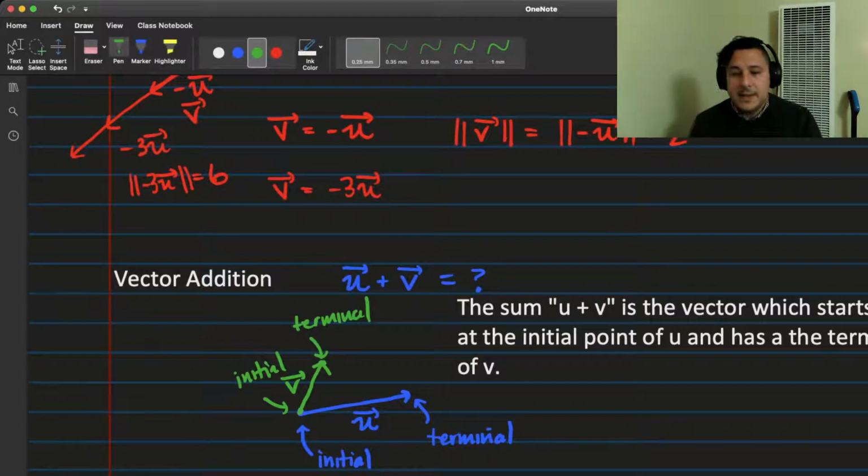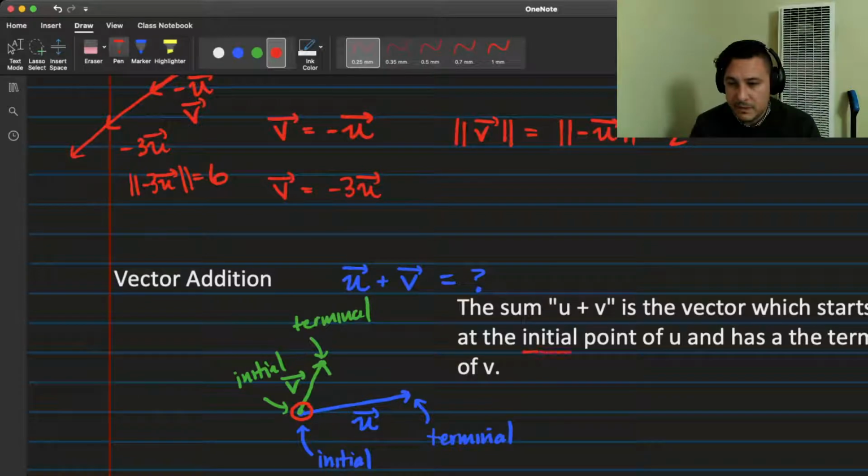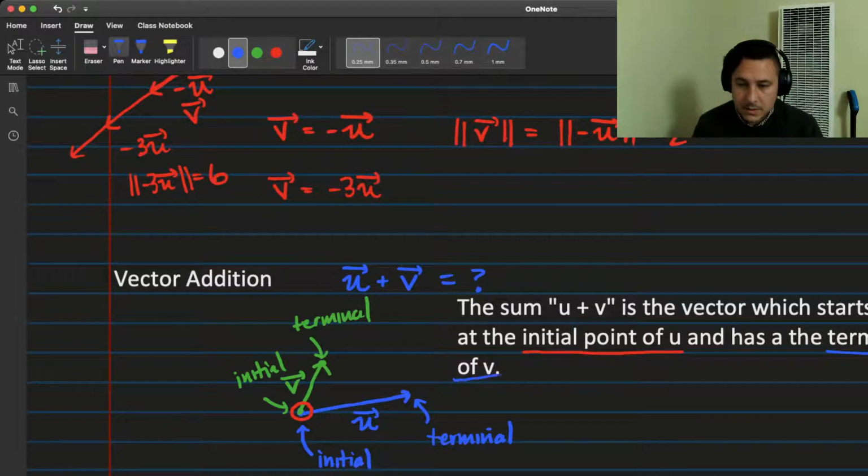So what do I mean by that? So here's the initial point of view that I'm talking about. So we have the initial point of view. Now what do I mean by has the terminal point of v? So what I'm going to do is I'm going to draw v at the end of u over here.